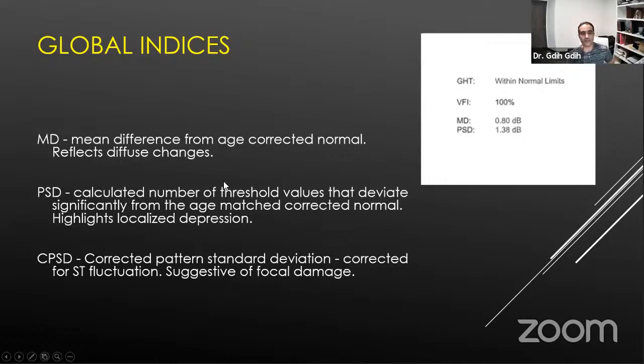So the mean deviation will match each point to a normal for the age of that patient. So it reflects diffuse changes. It could be a cataract. There's a problem happening, but we don't know what it is. We don't know if it is permanent or just a media opacity or refractive error, but there is a problem. Now PSD goes way deeper into it and tells you, oh okay, we have a focal loss.